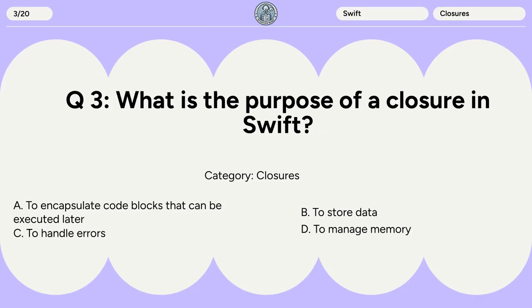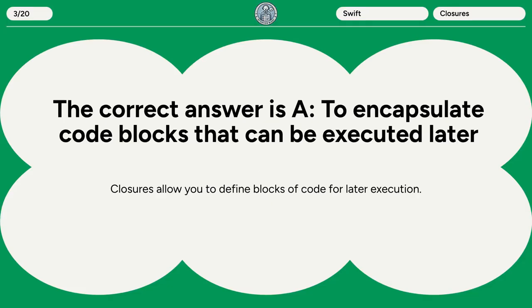Question 3. What is the purpose of a closure in Swift? A. To encapsulate code blocks that can be executed later. B. To store data. C. To handle errors. D. To manage memory. The correct answer is A. To encapsulate code blocks that can be executed later. Closures allow you to define blocks of code for later execution.